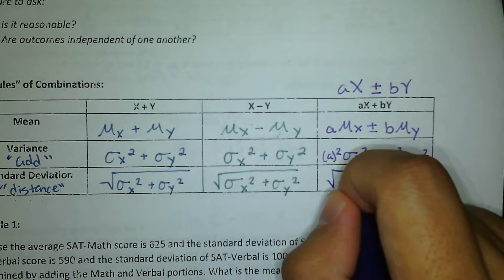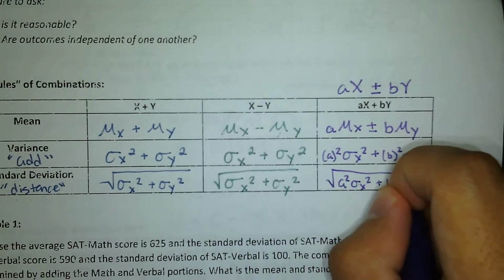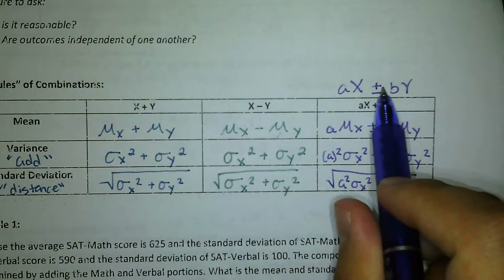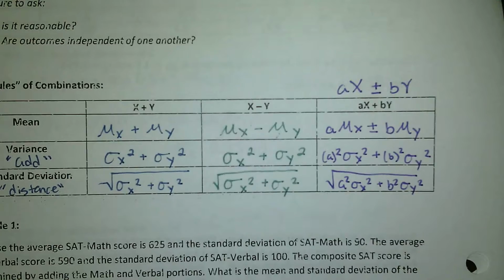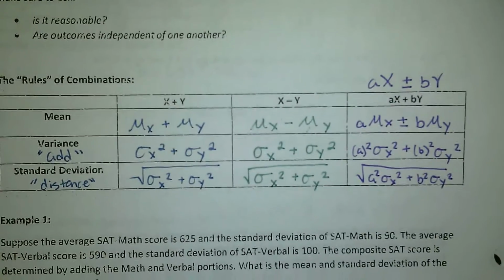So we'll do a squared sigma x squared plus b squared sigma y squared. And again, whether b is positive or negative, it's going to be squared. So ultimately, it will turn positive. So that's how we combine our random variables here.